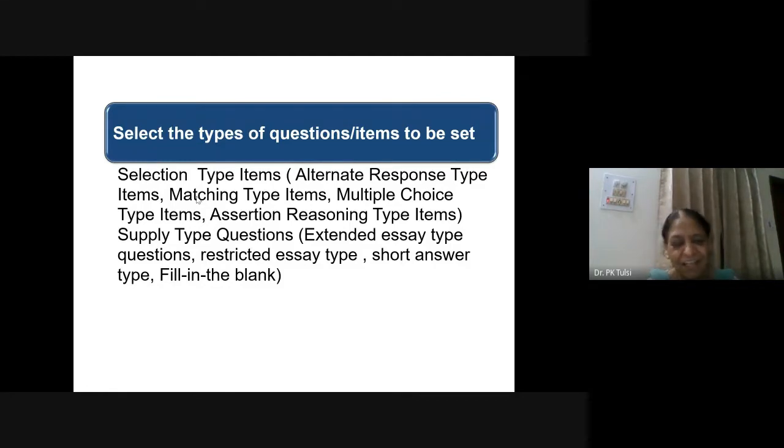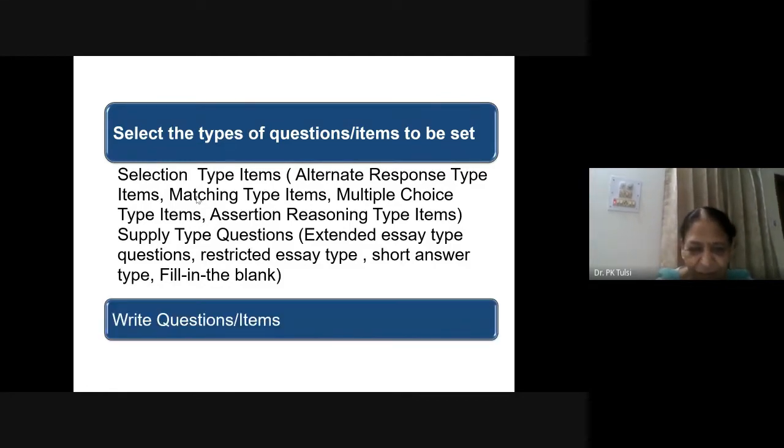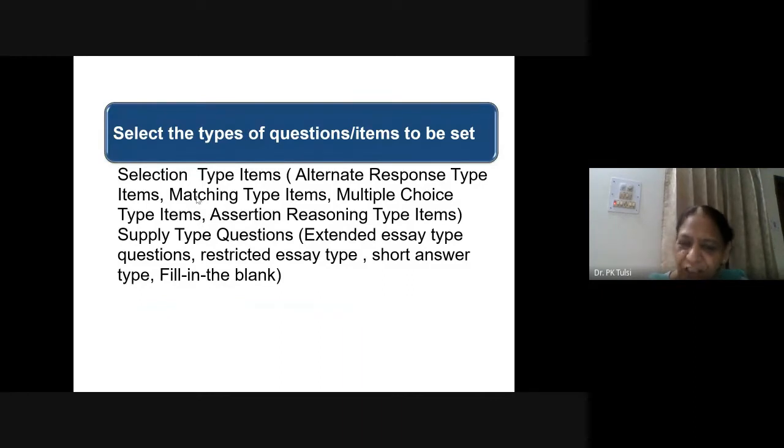Okay. Then once you have decided that you will have both selection type items and supply type, in the universities which permit, maybe you give 20 to 25% weightage to selection type items in the whole paper.